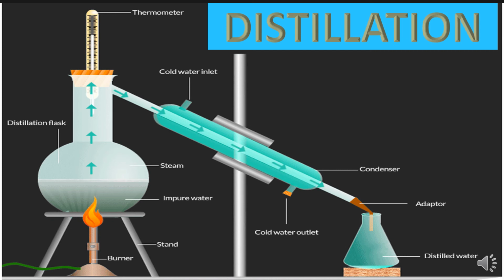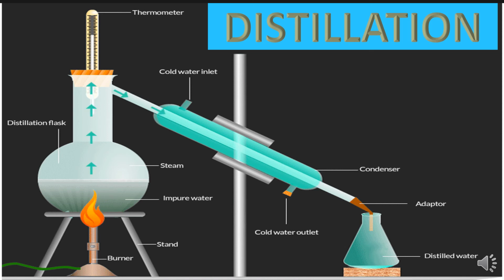And now the temperature, if we observe, will remain constant until one particular liquid, the entire liquid, boils off. After that the temperature will start rising again, and as soon as the boiling point of the second liquid is reached, the temperature will again become constant and the second liquid will start boiling, which can be separated in another container.